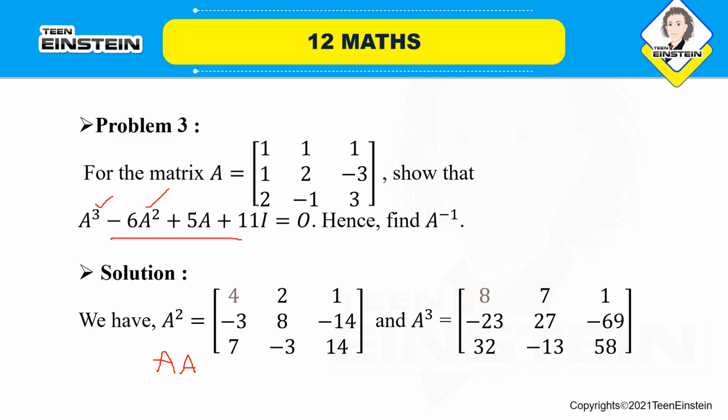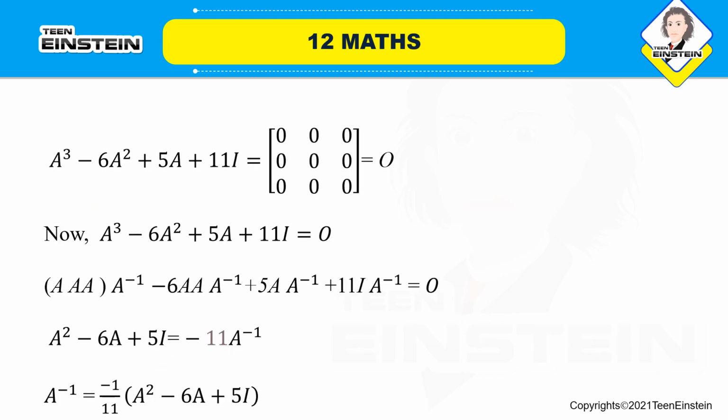Like that you have to find A cube. What is A cube? What you are getting? 8, 7, 1, minus 23, 27, minus 69, 32, minus 30, 58. Okay, so A cube and A square I have found. Now substitute the values of A cube and A square. A is the given matrix. What is the identity matrix here? Identity matrix of order 3. So how will you write that? 1, 0, 0, 0, 1, 0, 0, 0, 1. So this is the identity matrix of order 3.